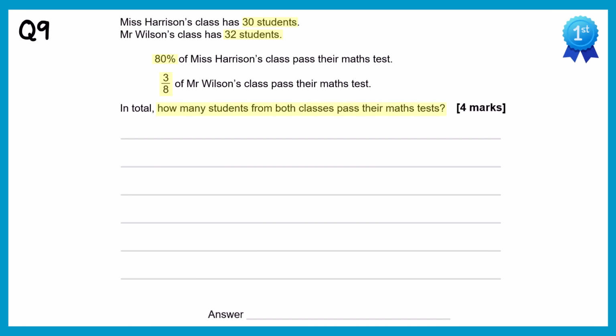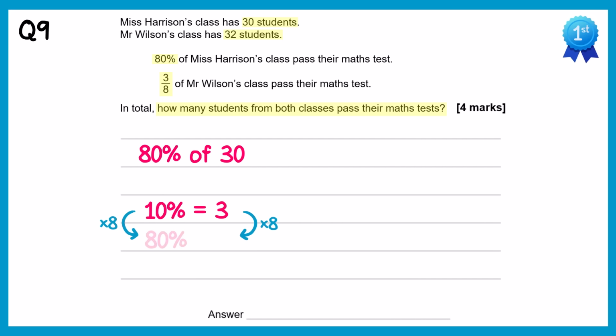We'll start with Miss Harrison's class. If there are 30 students in the class and 80% of them pass the test, we need to do 80% of 30. We can do this by finding 10% first. To find 10% of 30, divide it by 10, which will give you 3. We can then find 80% by multiplying both of these by 8. 10% multiplied by 8 is 80%, and 3 multiplied by 8 is 24. So for Miss Harrison's class, there were 24 students that passed the maths test.